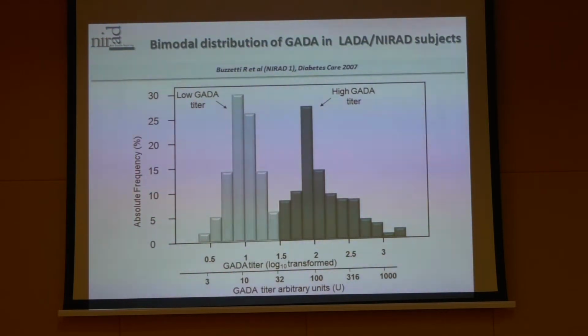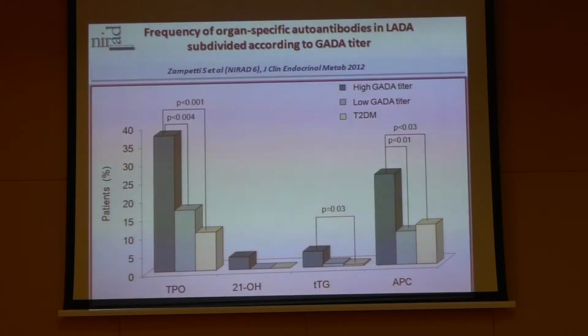Now, regarding GAD antibodies, we have two different GAD antibodies, high titer and low titer antibodies. And as you can see, this population defined, as I will show you in the next slide, two different populations. The low GADA are very mild autoimmune patients compared to the high GADA titer, defining different phenotypes.